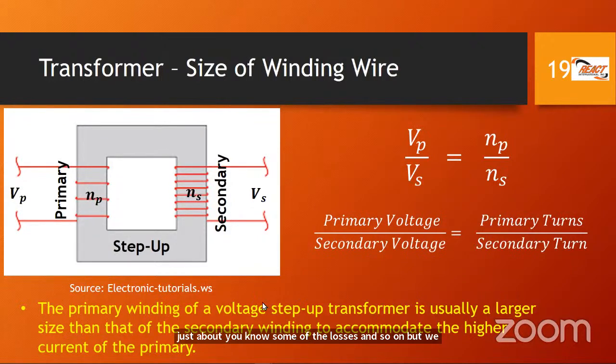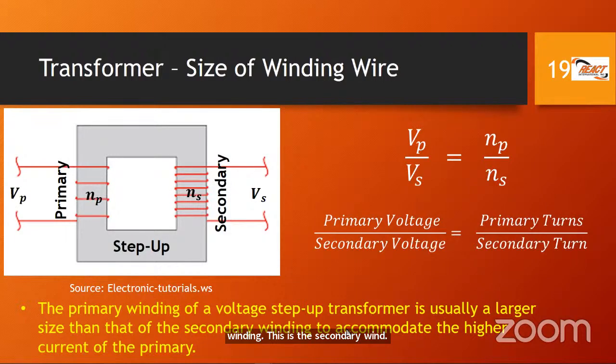The primary winding of a voltage step-up transformer is usually a larger size than that of the secondary winding to accommodate the higher current in the primary. Let's dissect this. The primary winding of a voltage step-up transformer, that's this side, primary winding, it's a step-up transformer. It's usually larger, so we're saying that this is thicker diameter than this coil, than that of the secondary winding. This is the secondary winding. So this is thicker than this.